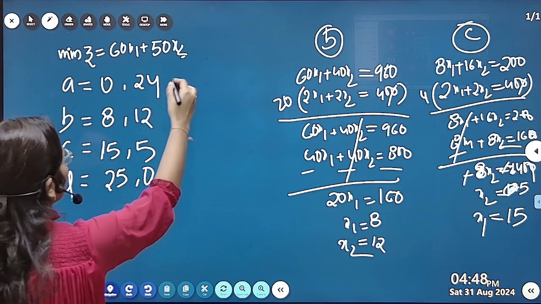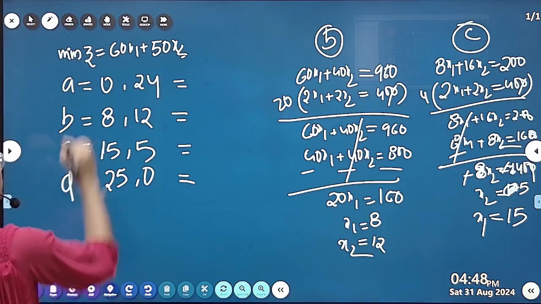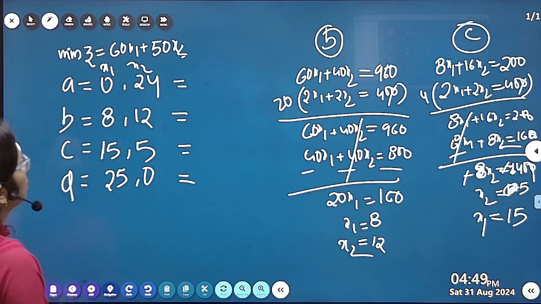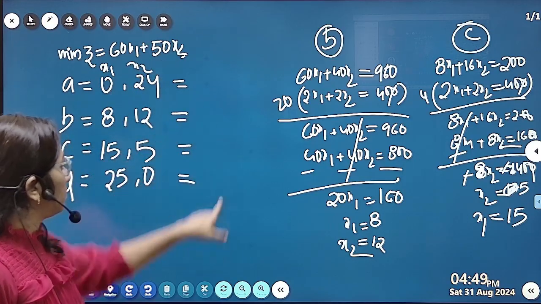So tell me the value of A, B, C, D. These are the values of x1 and x2 at points A, B, C, D. So put these x1, x2 values in the minimization function and tell me the value.